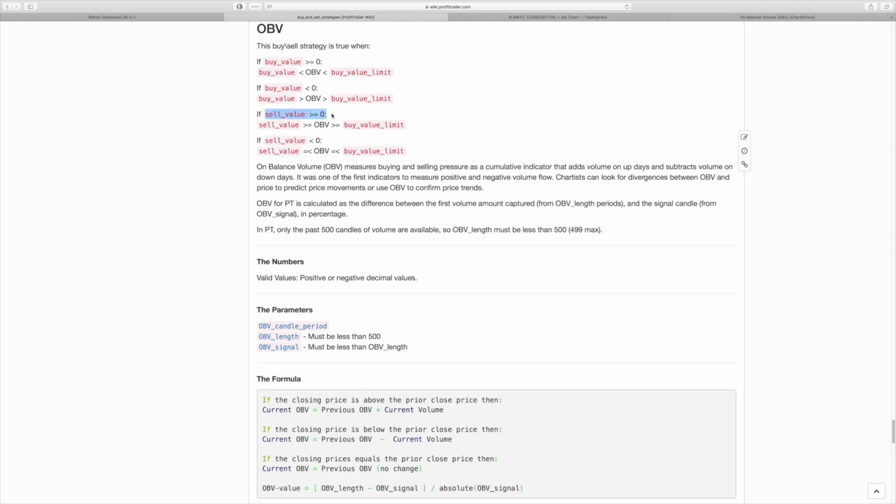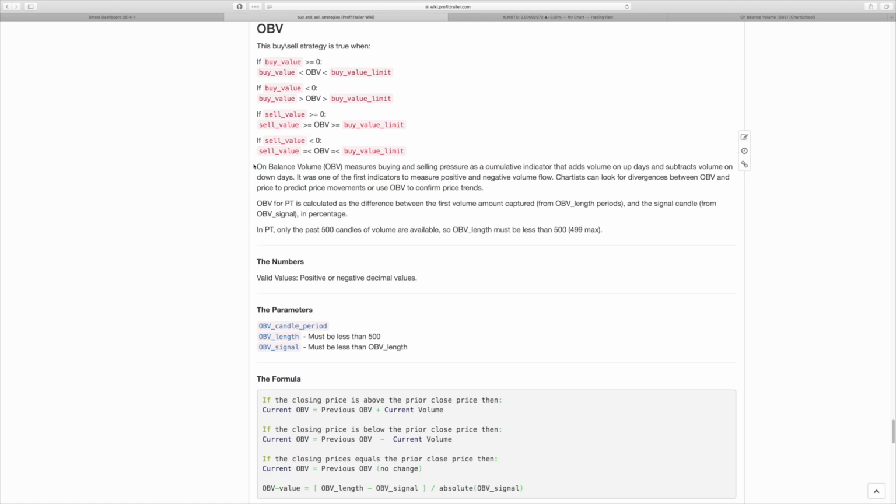Now, if you're selling, if it's a positive sell value, the OBV is going to be less than or equal to sell value. Okay, so that's a little weird, huh? And it's going to be greater than or equal to buy value limit. If sell value is greater or less than 0, then your sell value is going to be equal to or less than your on-balance volume. So your OBV is going to be greater than your sell value if you're using a negative sell value. So this is kind of counterintuitive compared to the other indicators, the way this is set up. And again, this factors in buy value limit for sell.